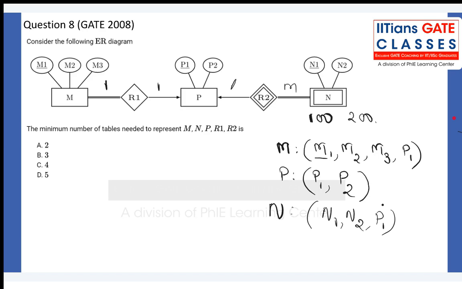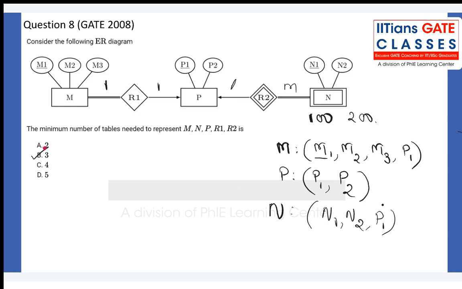What is the maximum number of tables that can be there? Can there be one more table? If yes, how? You just learnt it some time back. If the relation R1 is many to many, then you will have to have a table for R1 as well. That way your number of tables will be 4. They are asking for the minimum number of tables. In this case, it is 3. Option B is the right answer.